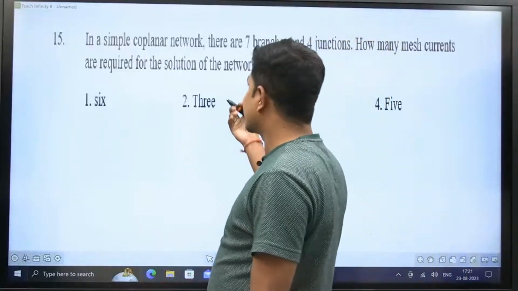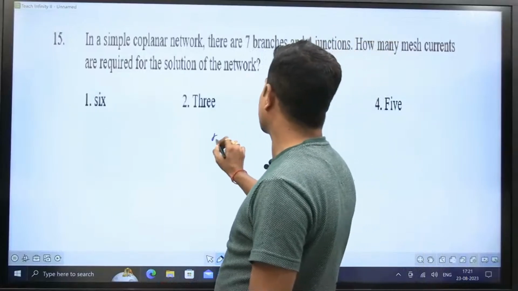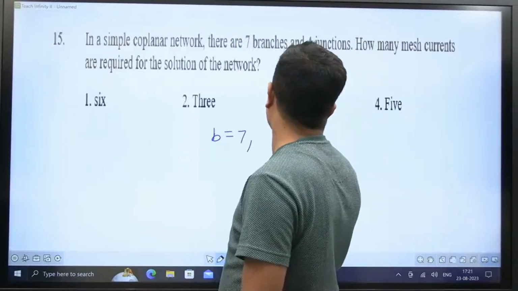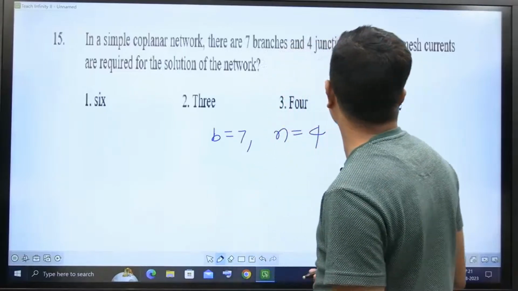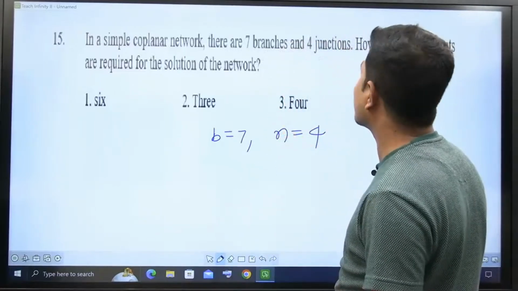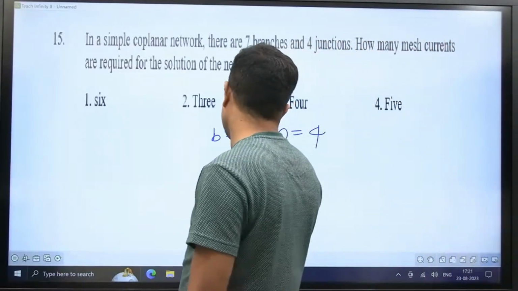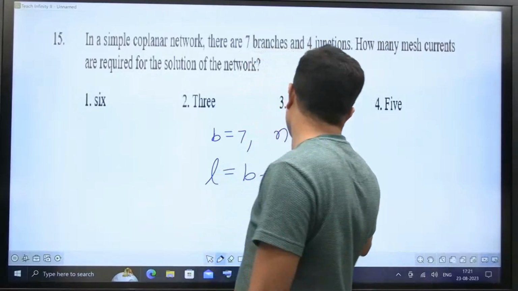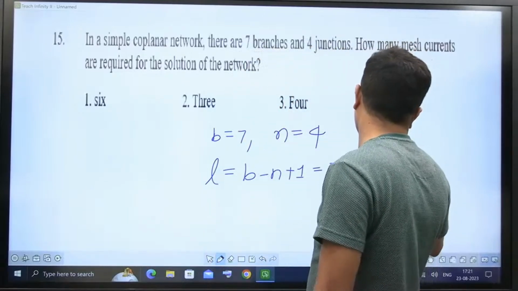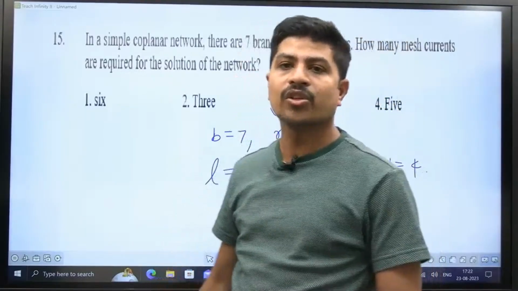What he's saying is, in a simple coplanar network, there are 7 branches and 4 junctions. Junctions means nothing but nodes. 7 branches, 4 nodes. How many mesh currents are required for the solution of the network? The number of independent loops is equal to b minus n plus 1, where b is 7 and n is 4, plus 1, so it is equal to 4. Choice 3 it is, right?